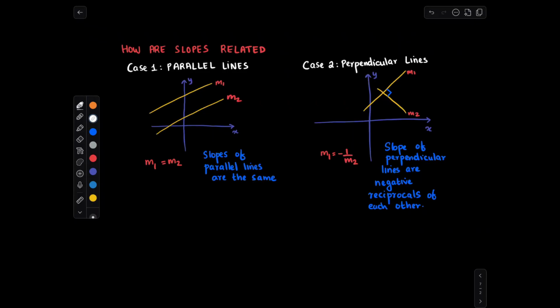Let's now look at how slopes of 2 lines are related to one another. When 2 lines are parallel to one another, their slopes are equal, and parallel lines never intersect with each other. When 2 lines with slopes m1 and m2 are perpendicular to one another, then their slopes are negative reciprocals of each other. Let's see why that is true.